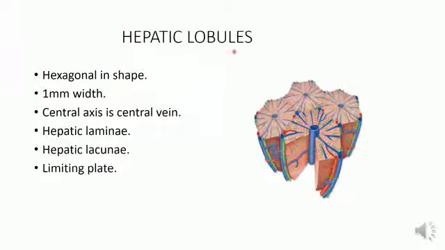Hepatic lobules. Each hepatic lobule is hexagonal in shape with 1 mm width. Lobules are surrounded by scanty connective tissue. The central axis is occupied by central vein. From the central vein, cords of hepatocytes radiate outwards as plates or sheets of cells called hepatic laminae. About 20 hepatocytes are present in each lamina.